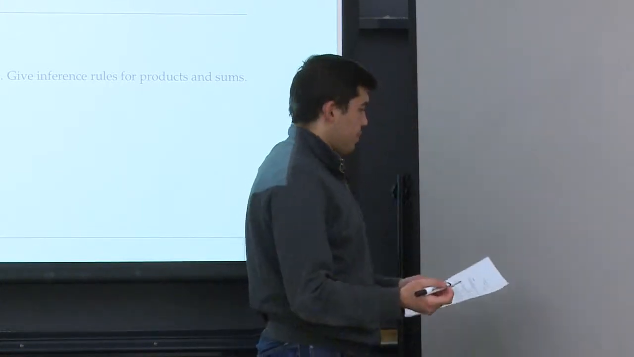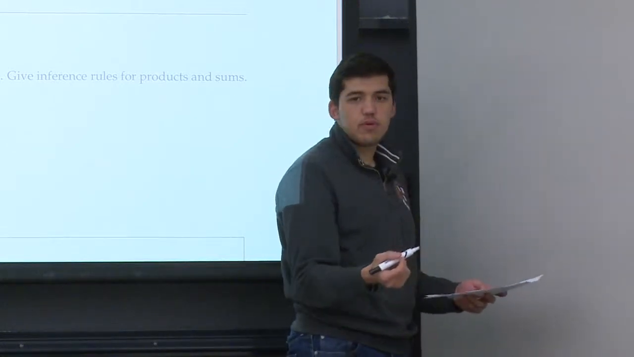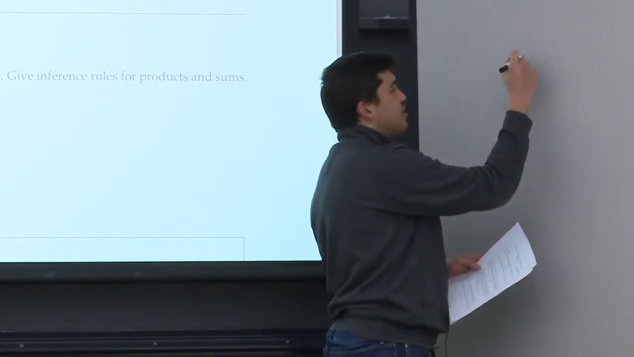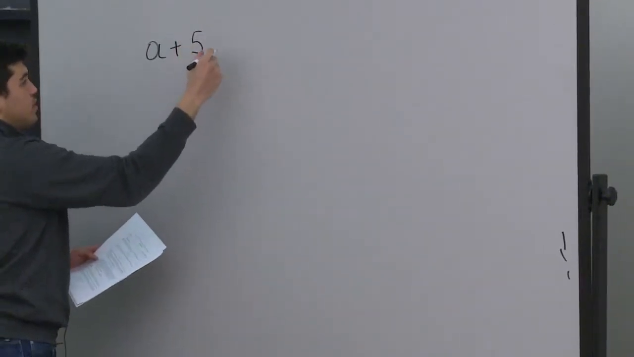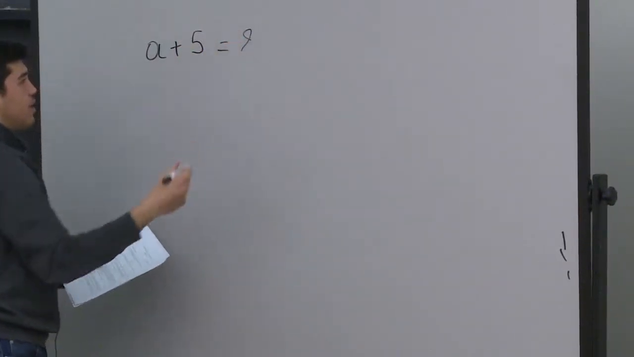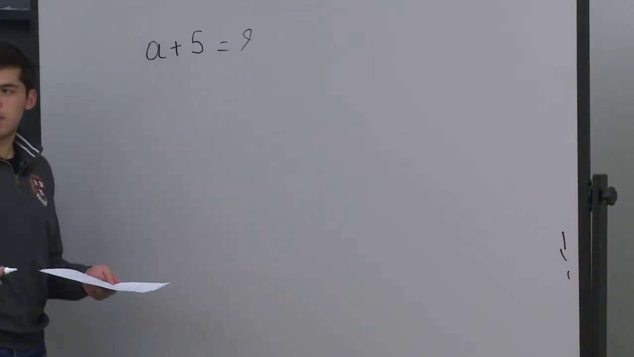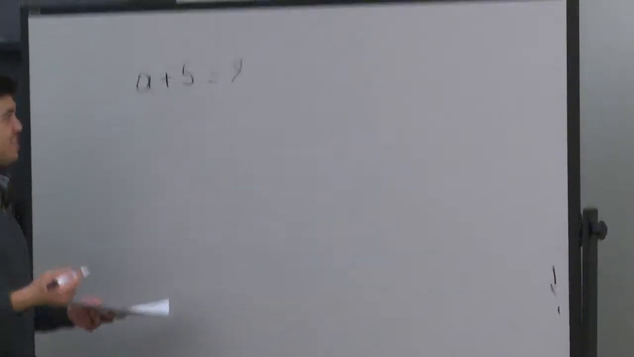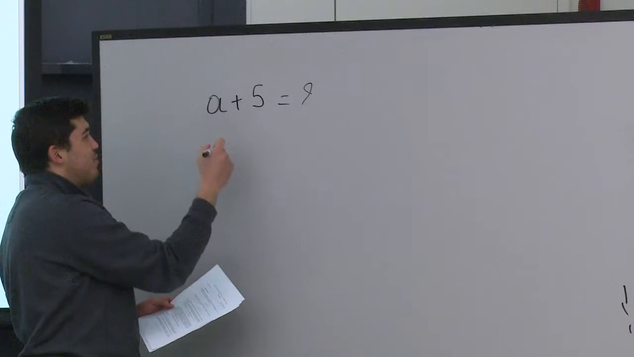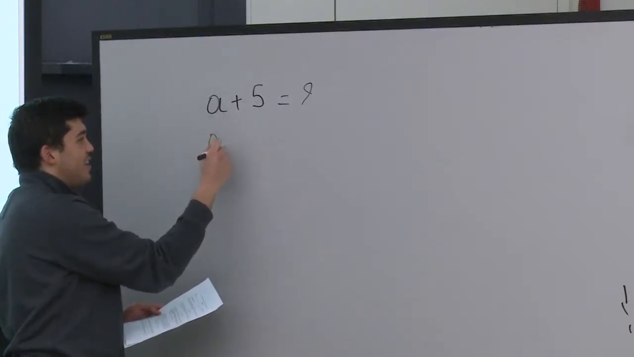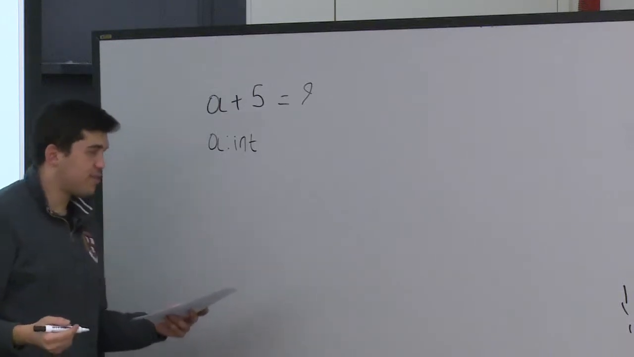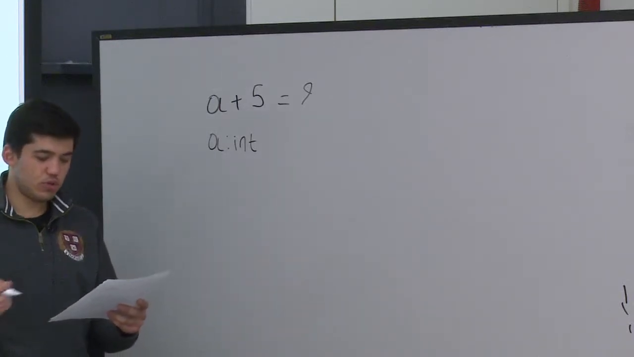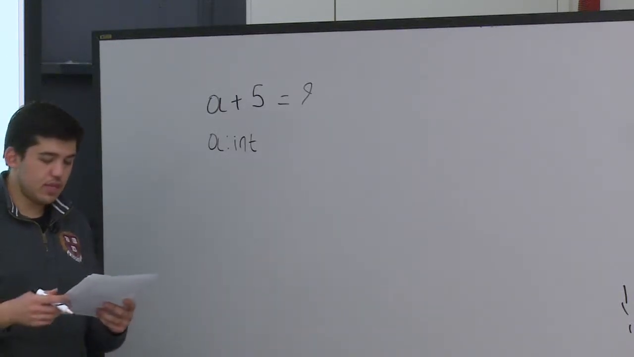So here, if I were to give you an equation such as a + 5 = 9, right? What would you expect a to be? An integer. Yeah, an integer and 4, right? But the more important part is that a is an integer, of type int. So we can use this simple logic to deduce the types of multiple variables.